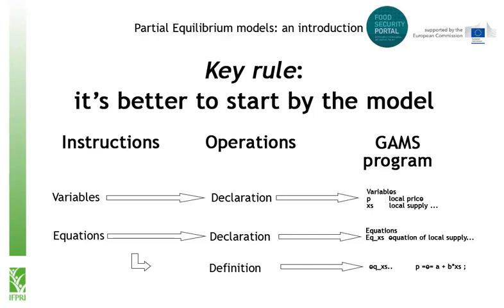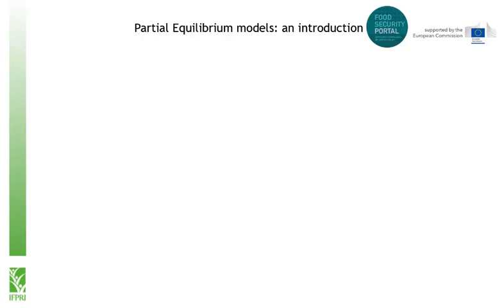Two remarks at this stage which are really important. First, you do not use in an equation the sign equal to. You use equal, equal, which means must be equal to. So it means that P, the left side, must be equal to the right side, A plus B XS. And second remark, you have to finish the instruction with a semicolon.